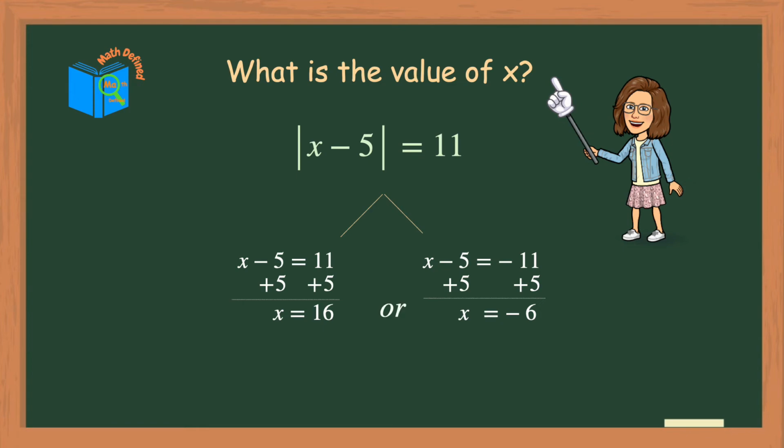But let's check both values to be sure because sometimes only one of the solutions will work. So we need to substitute the 16 in for x first, and 16 minus 5 is positive 11. And the absolute value of positive 11 is positive 11. So the value of x equals 16 is a true solution. Now let's check negative 6. We'll substitute negative 6 for x, and negative 6 minus 5 is negative 11. And the absolute value of negative 11 is positive 11. So both solutions of 16 and negative 6 will work for this equation to remain true.